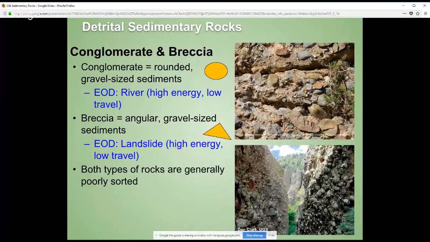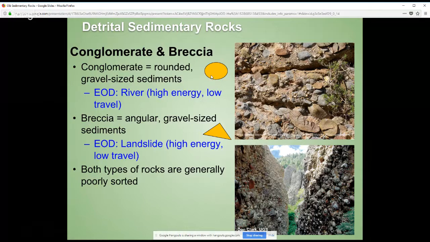Conglomerates and breccias. Here's a picture of a beautiful conglomerate. And it has rounded grains that are glued together with some cement, the matrix, right? So a possible environment of deposition is a river with high energy and, oh, this is a misprint, large amounts of travel. Breccias are angular with gravel-sized sediments, and an example of an environment of deposition for that is a landslide, where there's a lot of energy but not very much travel.